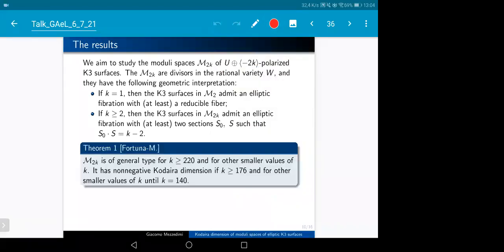And finally, we come to our results. The first theorem takes care of the general type argument, and we prove that this moduli space is of general type if K is big enough.